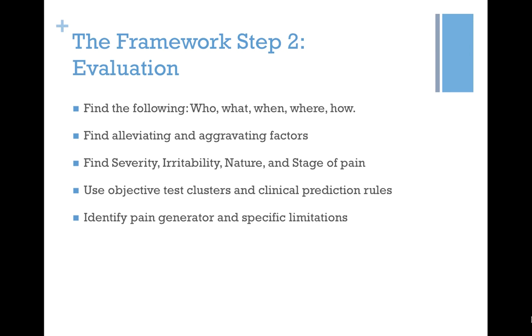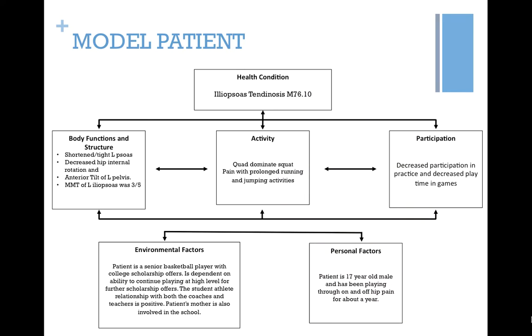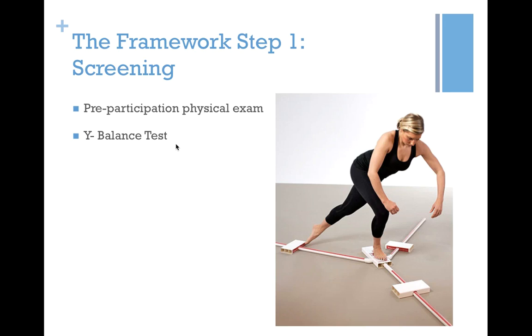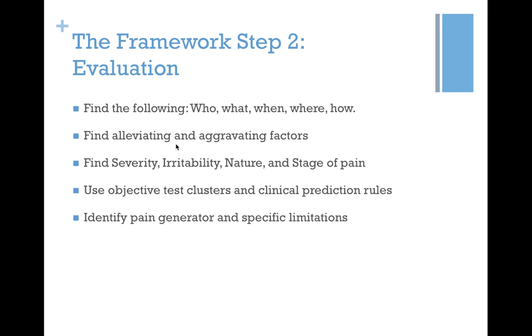In this case, it'd be the iliopsoas tendon. And then what are the specific limitations? In our case, we're going to see that they have decreased mobility in their posterior capsule of the hip, that they have muscle weakness, that they have a quad dominant squat, and some of these limitations and things that we can start to work on and evaluate in a manner that sets us up for effective interventions.